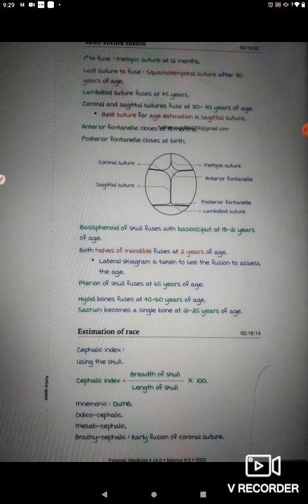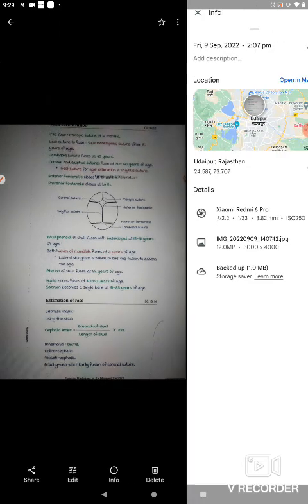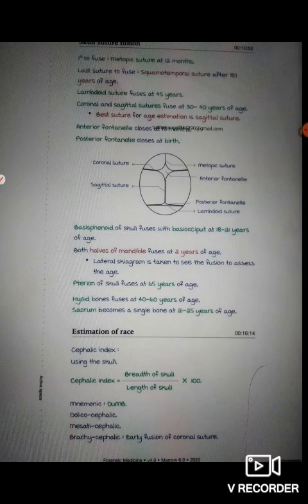Talked about the fusion of the sutures between 18 to 21 and 21 to 25. Basisphenoid, basiocciput, and sacrum they are talked about. Pterion they are having at 65 in old age. Lambdoid at 45. Coronal and sagittal at 30 to 40 years. Squamotemporal last at 80 years. Both halves of the mandible at 2 years. Lateral skiagram is for the fusion of the sutures. Lateral skiagram is the X-ray taken for that.